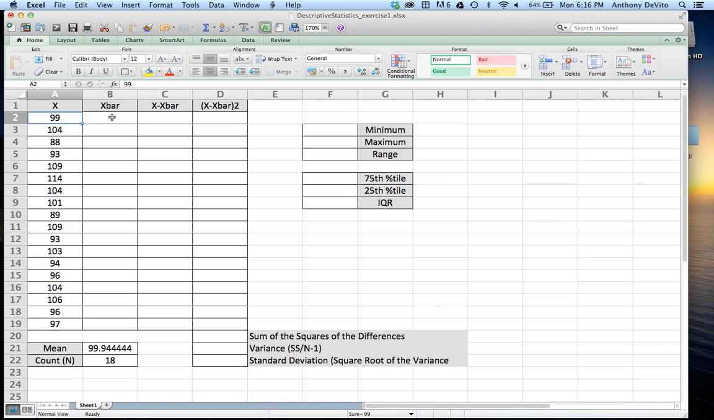Okay, so the first thing I want to do is subtract x bar from each one of these values. So I'm going to skip this column over here, and I'm just going to do it right in there. I'm going to say, okay, this cell here is going to be equal to the value x minus the value of x bar, which is 99.94, and that's about -1, roughly -1.